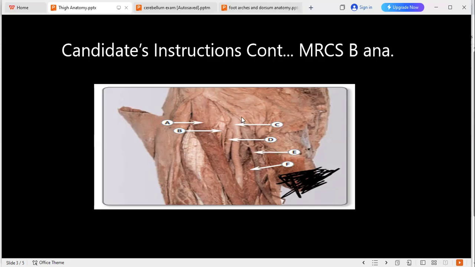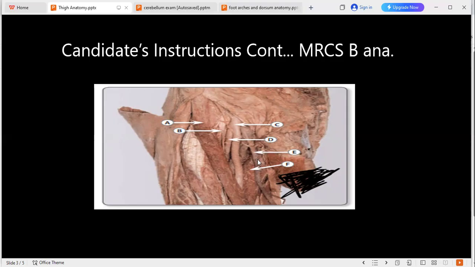Okay. Please tell me how the femoral triangle is formed. Superiorly there is the inguinal ligament. Laterally there is sartorius, and medially there is adductor longus, and the floor is formed by the pectineus and iliopsoas.